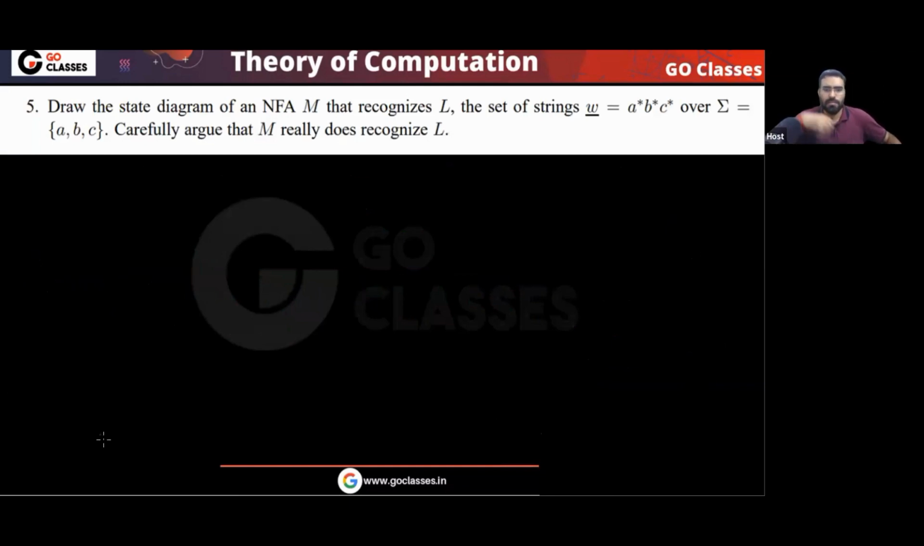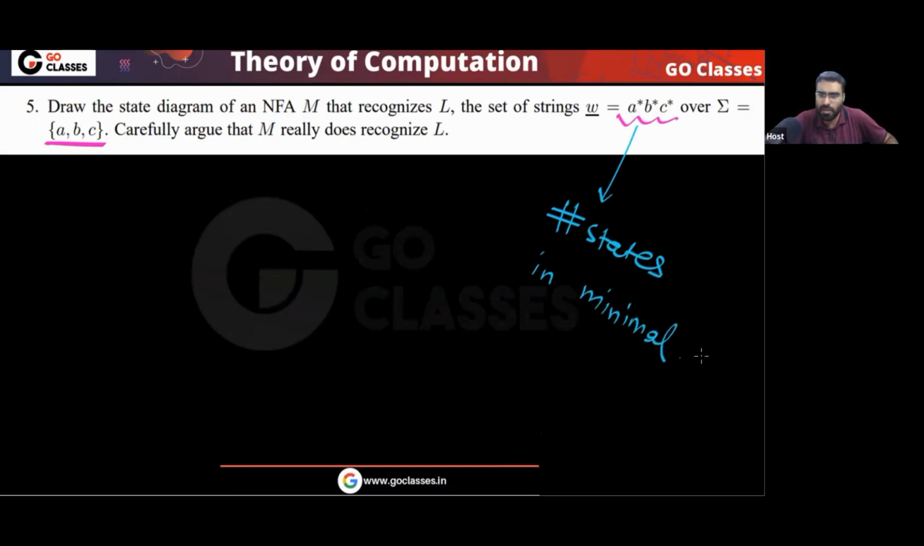Let's see this question. The question is asking to create an NFA for the language a star, b star, c star, where the alphabet is a, b, c. So we need to create an NFA. Tell me, what is the number of states in the minimal NFA? A simple question I am asking. For this language, tell me the number of states in the minimal NFA. This symbol means number of.